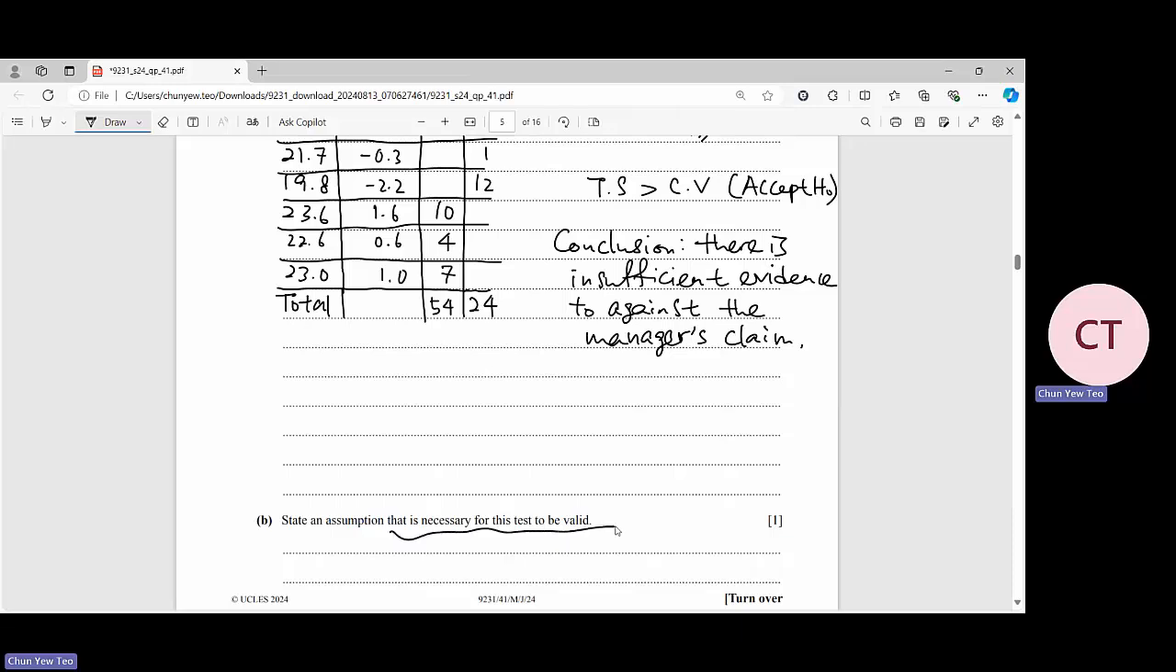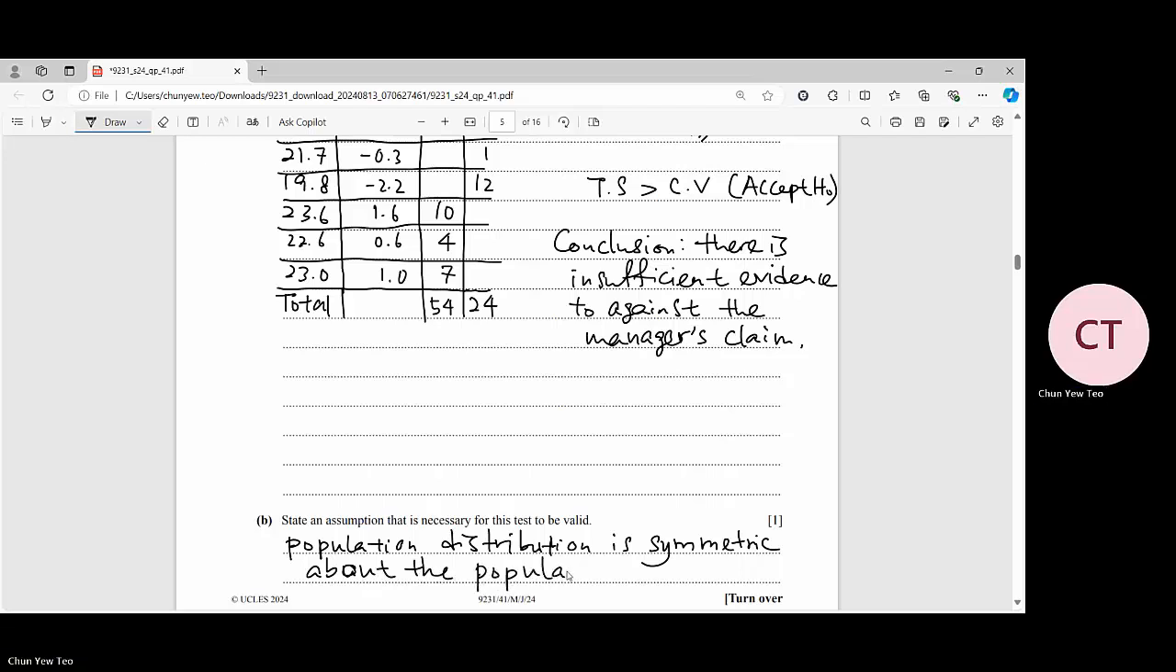State an assumption that is necessary for this test to be valid. So what is the assumption? Since Wilcoxon is about median, the assumption is that the distribution will be symmetric about the population median. So we just say that the assumption is the population distribution is symmetric. Symmetric is a keyword. Symmetric about the population median. Okay, done, just like that. So this is the answer for number 3B.